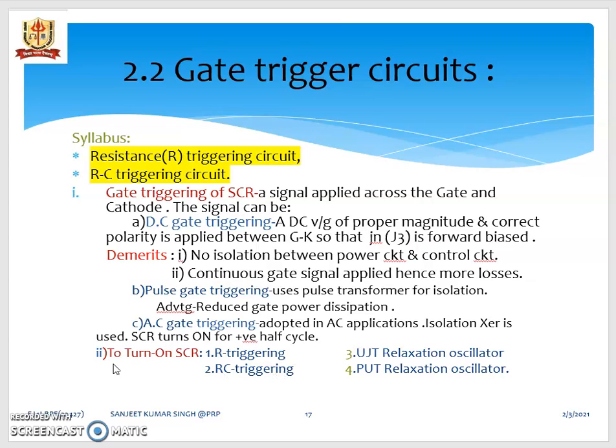Now we have the turn on methods of SCR by making use of R triggering or RC triggering or UJT relaxation oscillator or PUT relaxation oscillator. In this presentation, we will see the first two, R triggering and RC triggering, though it is practically not much in use.